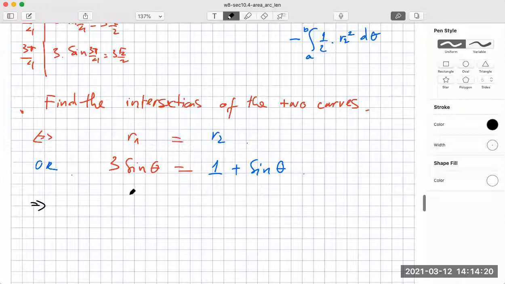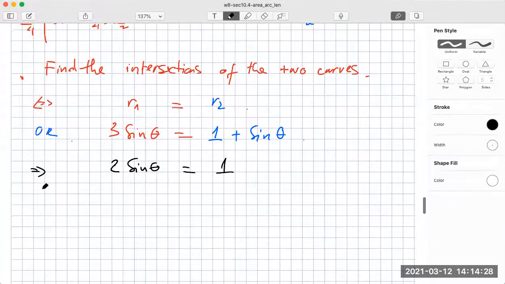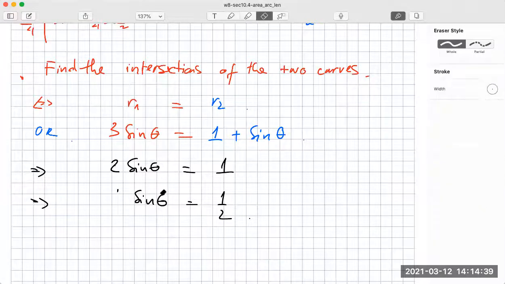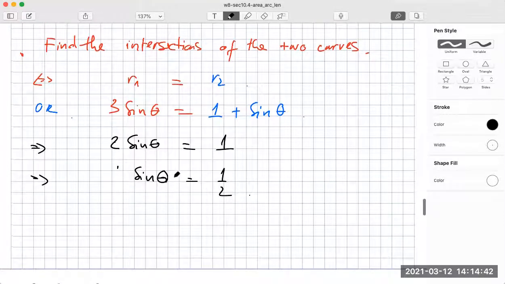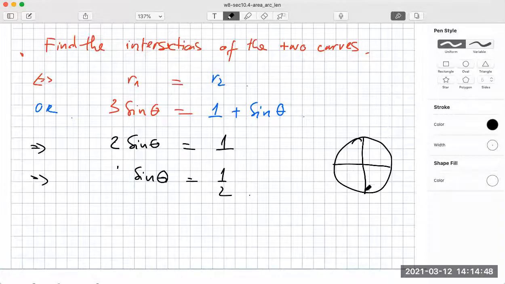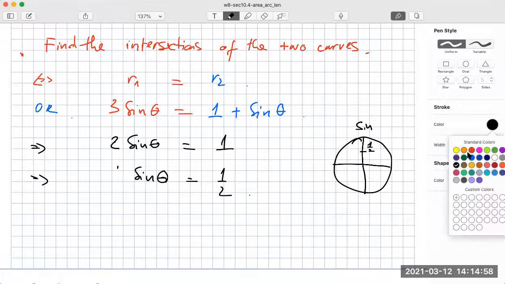Therefore, the left-hand side will be, or let us do it quickly, 2 sine theta is equal to 1, right? Therefore, sine theta will be 1/2. Okay, what angle theta gives us sine theta equal to 1/2 here? Very good. So here is the unit circle, the sine axis is here, and sine of theta is 1/2, which means it would be this point.